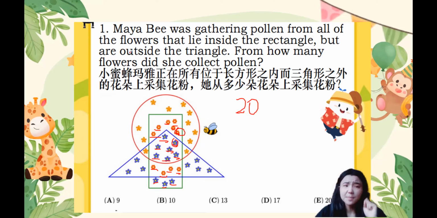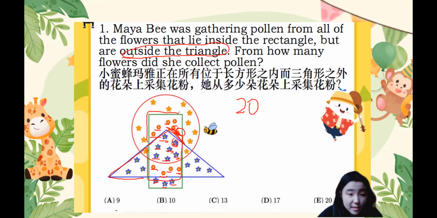But we also want the flowers outside the triangle, okay? Outside the triangle. So which part is inside the triangle? I'm going to use a pen. This part. They are both inside the triangle. So we want the flowers outside the triangle. So outside the triangle is this part, and this part.